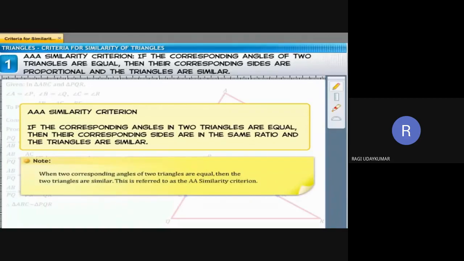So the note point: when two corresponding angles of the triangles are equal, then the triangles are similar. Only two equal corresponding angles, if given, are enough, because when two angles are equal, the third will automatically be equal. So that's why it is not necessary to consider equality of all three angles. Only two angles can be taken as the AAA similarity criterion.